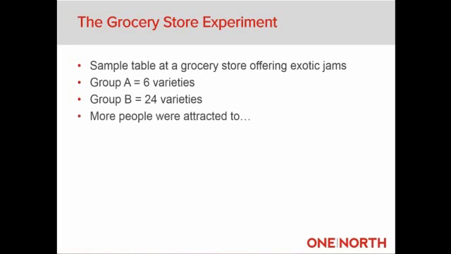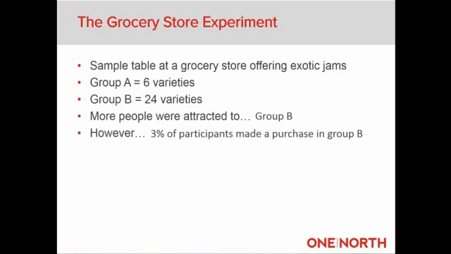Now, more people were attracted to, meaning more people went to, the group that offered more jams, Group B. However, when it actually came to making a decision, to buying something, only 3% of participants made a purchase in Group B, but 30% of participants made a purchase in Group A. Now, what we take away from that is that by offering a more focused set of options, we made it easier for somebody to make a decision, which in turn led to more people making a decision, taking an action, in this case, making a purchase.